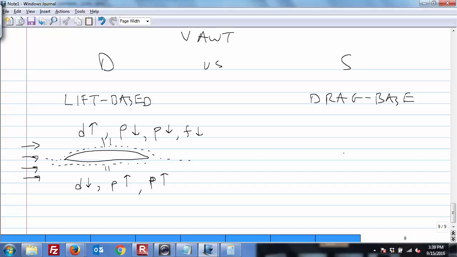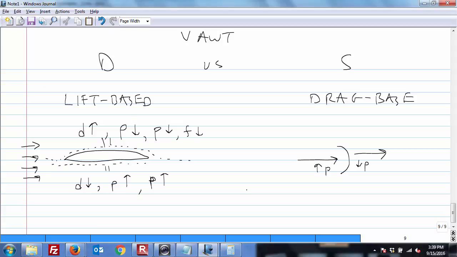The drag-based one, it's just a parachute. It's cupped like this. Wind comes in, stops it. You get high pressure in the middle. You've got low pressure on the back, and it pushes it around and around in a circle, just like an anemometer. That's the fundamental difference between the Darius and the Savonius.